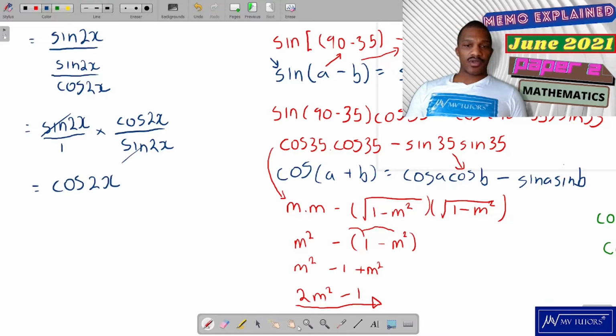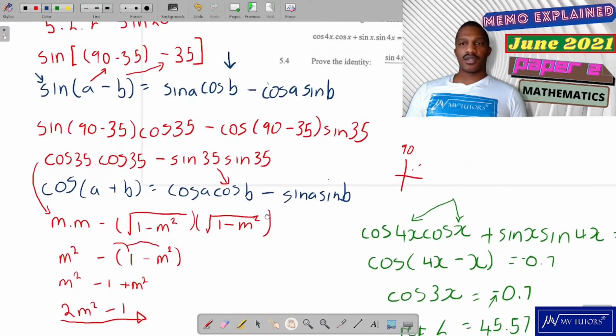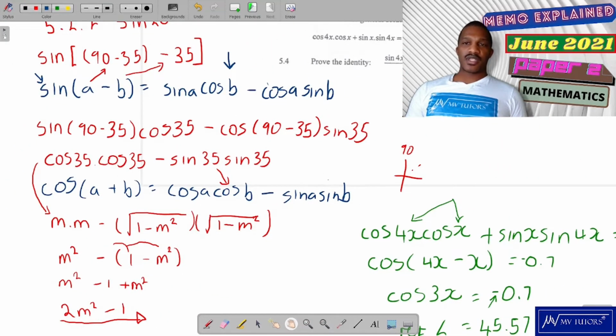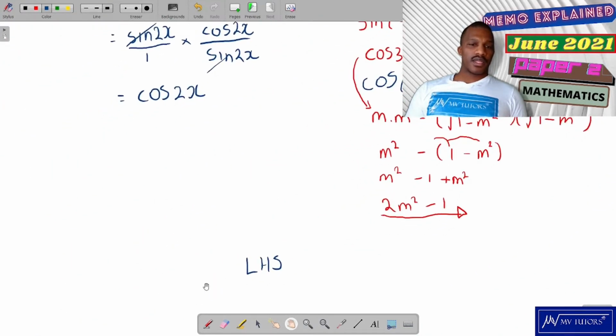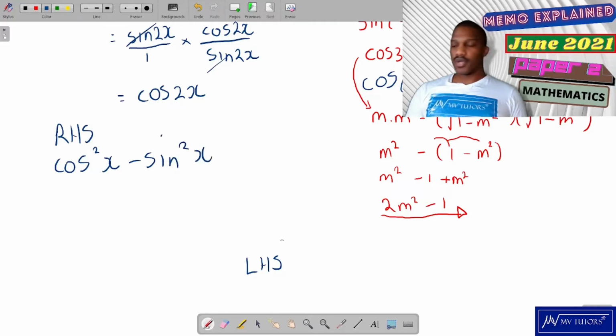Okay, is this now equal to the right hand side? No. Why? That means we need to simplify the right hand side. Now the right hand side is cos squared x minus sine squared x. If you look at your formula sheet, that is actually equal to cos 2x.